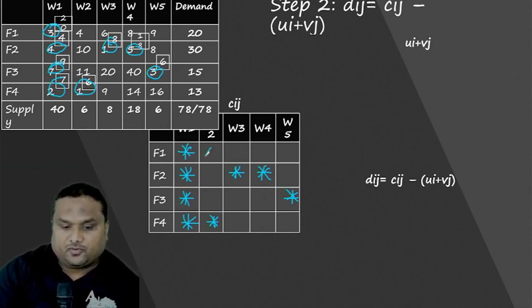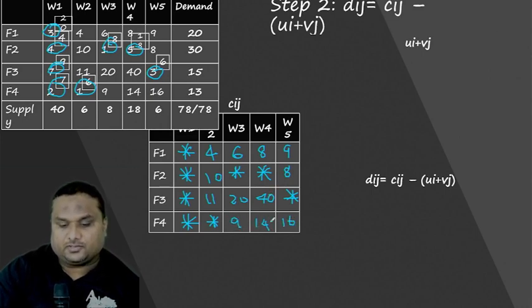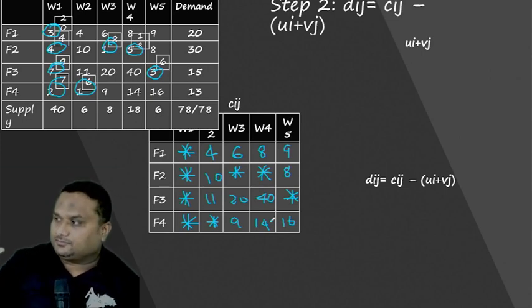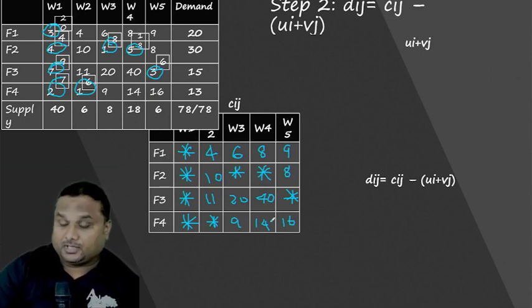The remaining values, what are the remaining values? 4, 6, then I think 8, 9, then 10, then 8, then 11, then 20, 40. This is 9, 14, 16. We just write like that. Copy. This is the Cij matrix.